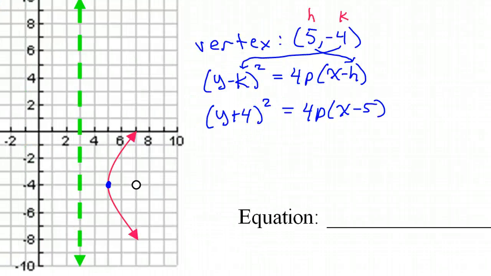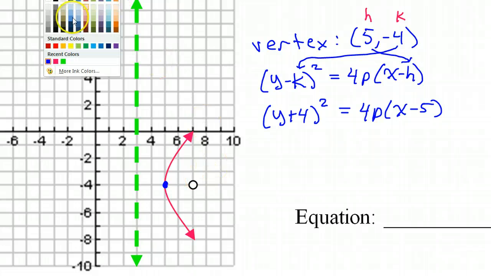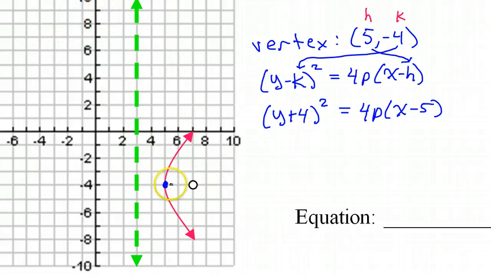Well, we can read the p-value right off the graph as well. And the p-value is right here. It's this distance from the vertex to the focus. Whoa, why did it bend like that? I didn't like that. Let me try that again. P-value. Well, that is weird. It's going to do that every time. I don't have time to mess with it.